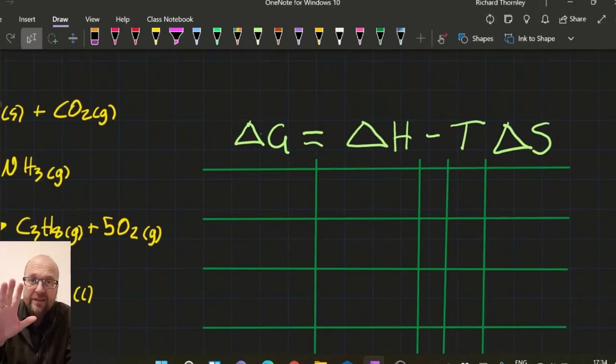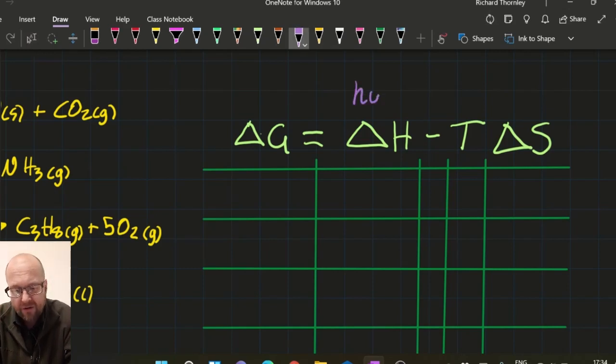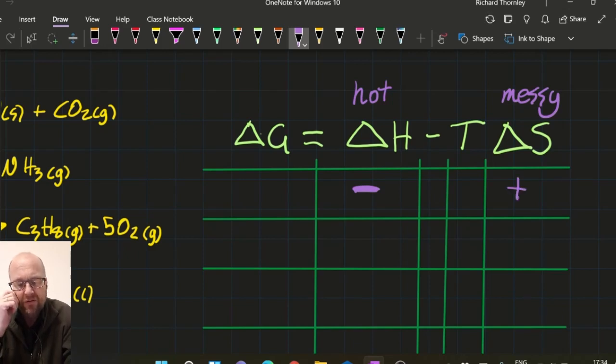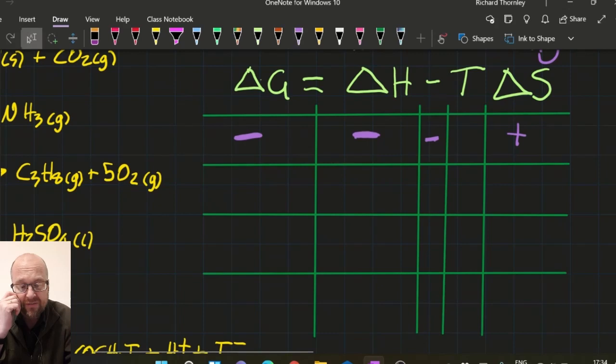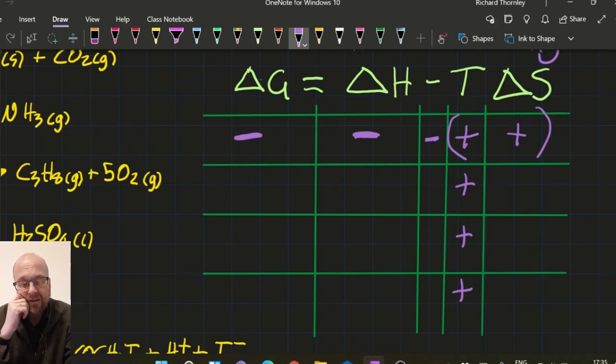I think the universe likes it hot and messy, so hot, delta H, is negative. And messy is the entropy, so increasing entropy, so that's plus. So the universe likes it, it's spontaneous, when it's hot and messy. This is a minus. Temperature is always positive. So it's in Kelvin. And so whatever numbers you put in for delta H, T and delta S, it's always going to be negative. It's always a spontaneous reaction.